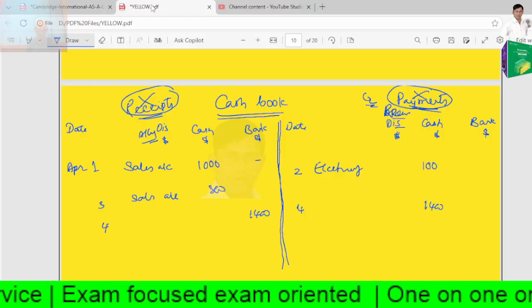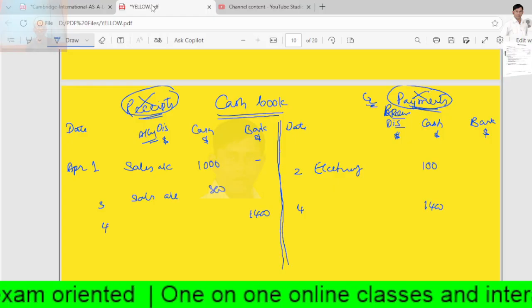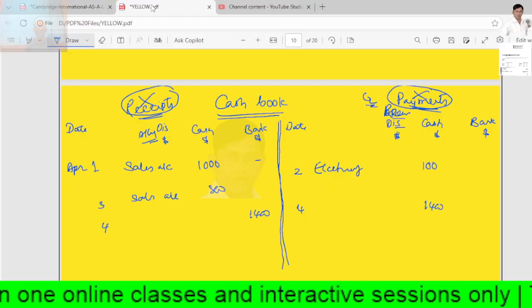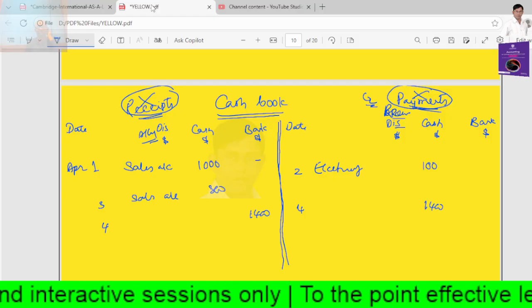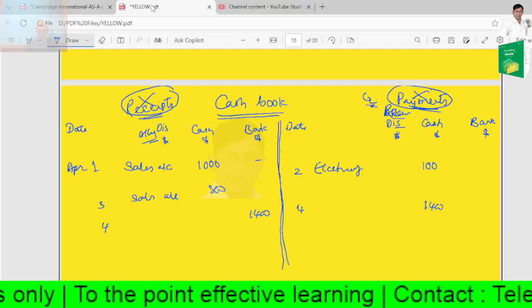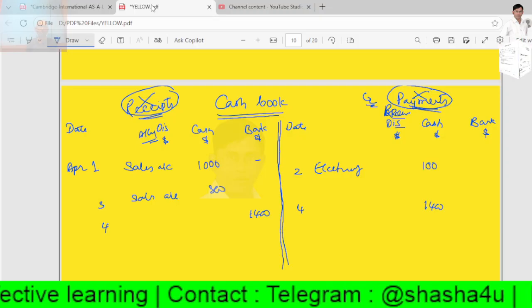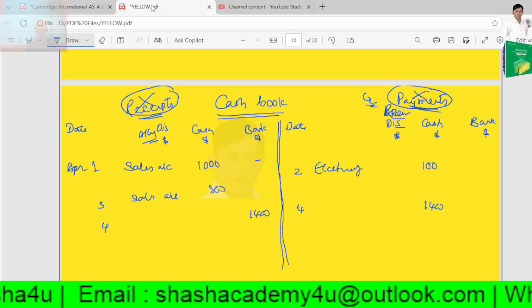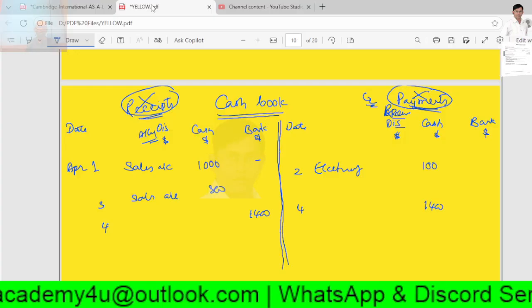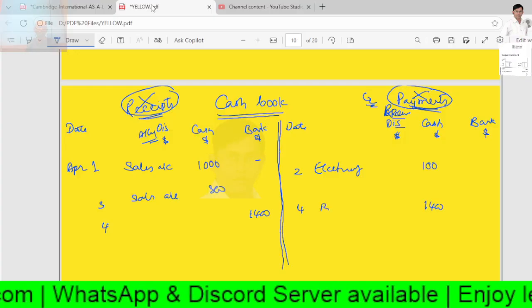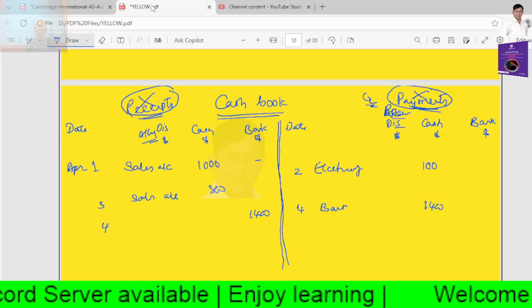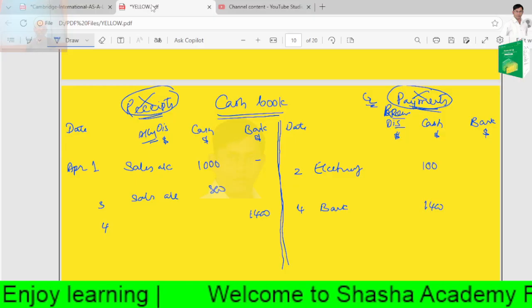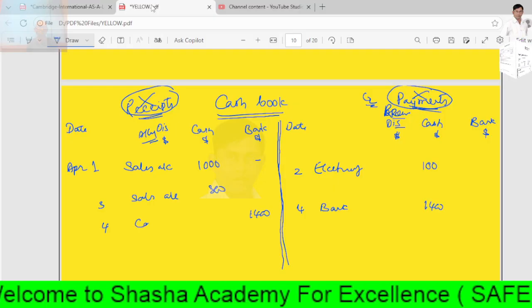Banked cash. So remember, always you have to write like this. Don't get confused. Bank account will be debited, and cash account will be credited, because cash is going out and money is coming in the bank. So against this you have to write bank, and against this you have to write cash.